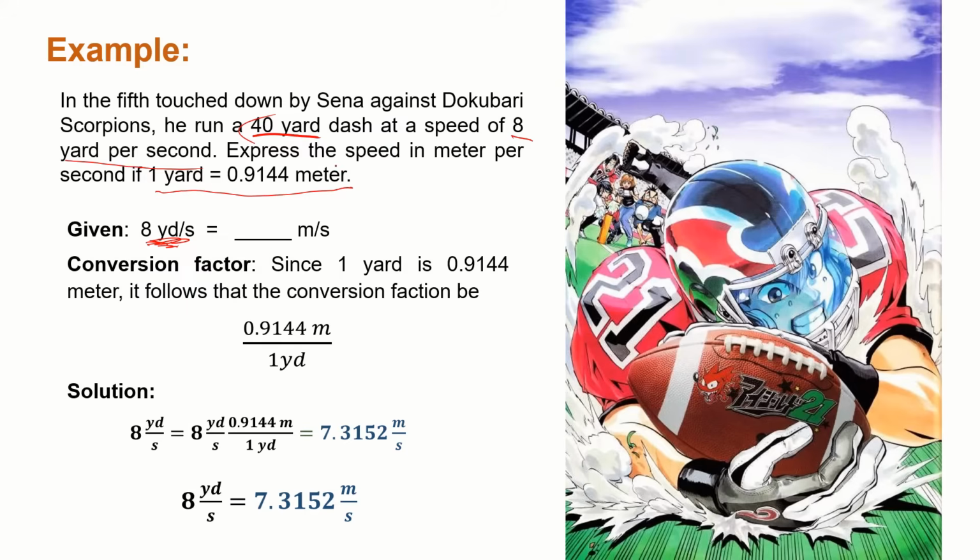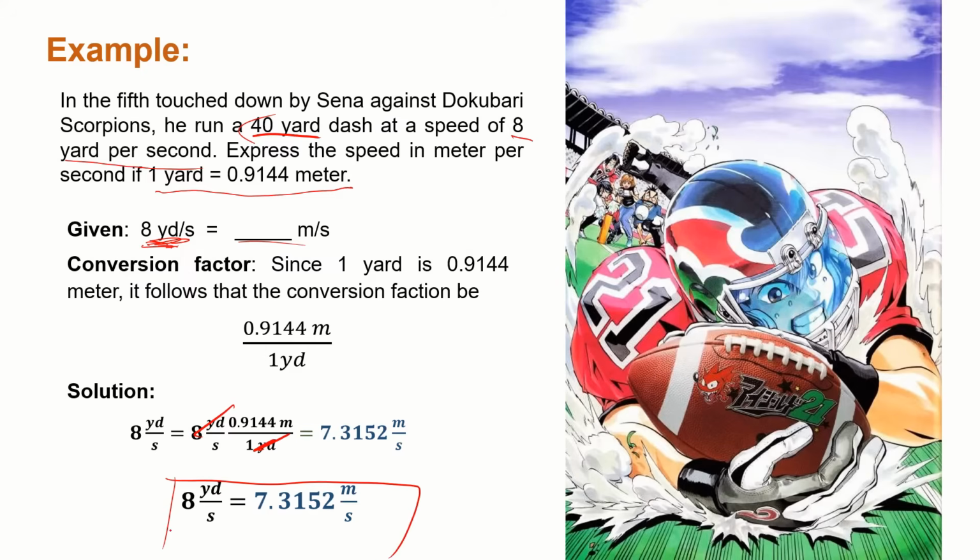So, you need to identify which of the values are needed to be converted. So, dito, yung 8 yards per second lang ang kailangan natin and express it to meters per second. So, ang conversion factor natin, 1 yard is equivalent to 0.9144 meter. So, ilalagay natin si meter sa numerator and si yard sa denominator para ma-eliminate natin yung yard. And then perform the operation so that you get this value.